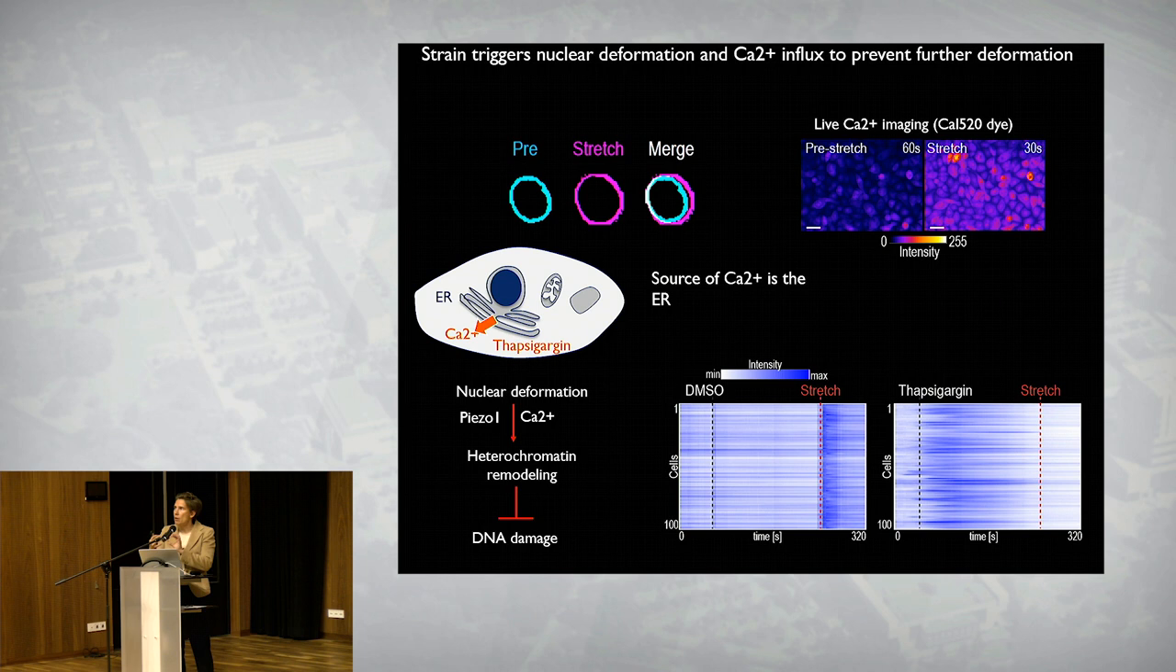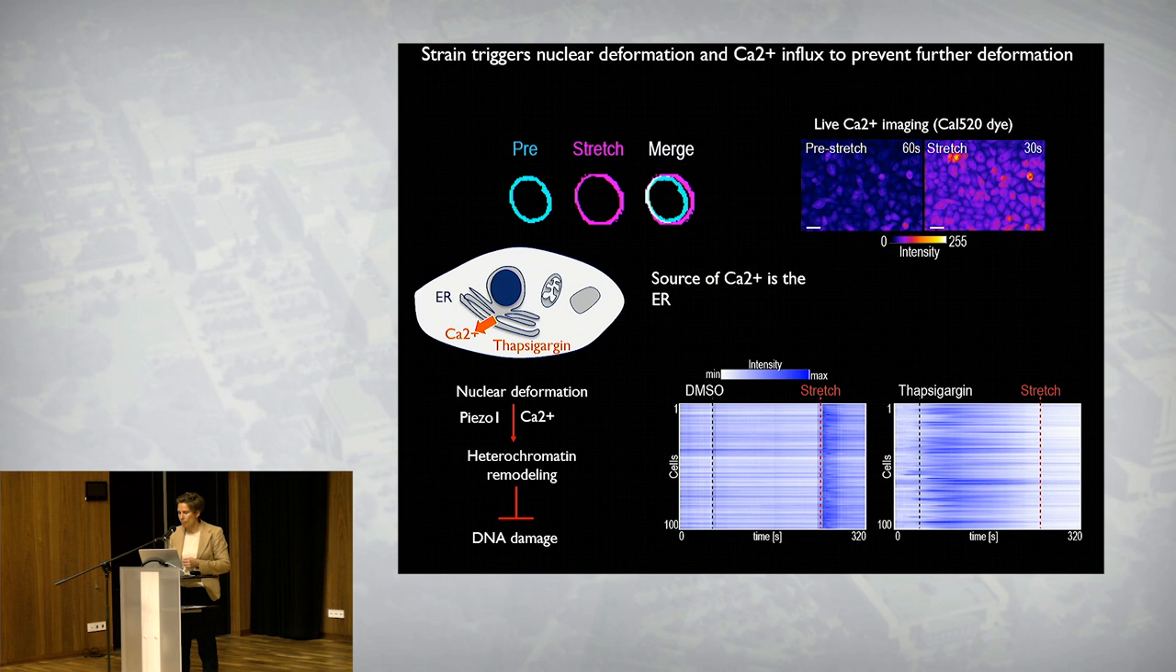We blocked ER calcium uptake with thapsigargin, which will initially trigger the release of all calcium from the ER and then prevent its reuptake. Here in the control cells, each line is one cell, and this is the intensity of cytoplasmic calcium. Every cell will increase its intracellular calcium levels in direct response to stretching. If we treat the cells with thapsigargin, they release their calcium, and when we start stretching, this no longer happens. So we think that the ER is also being stretched, and the calcium is coming from there. And through mechanisms that we don't understand yet, this calcium is absolutely required for this heterochromatin remodeling, and thereby for preventing the DNA damage.